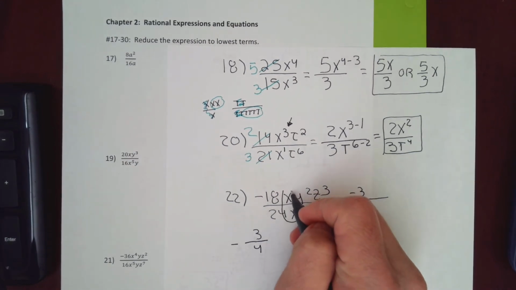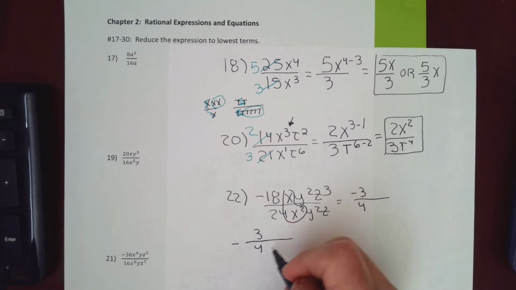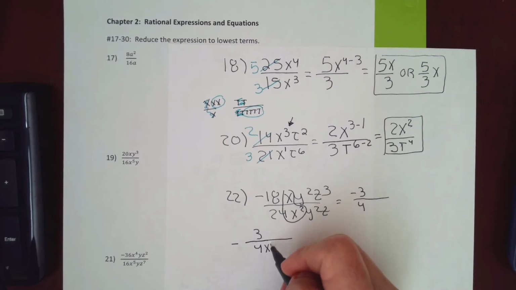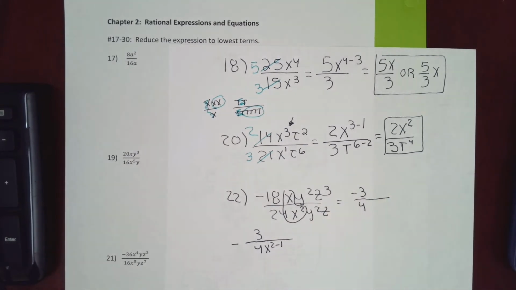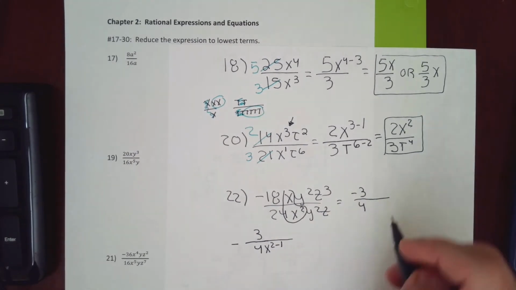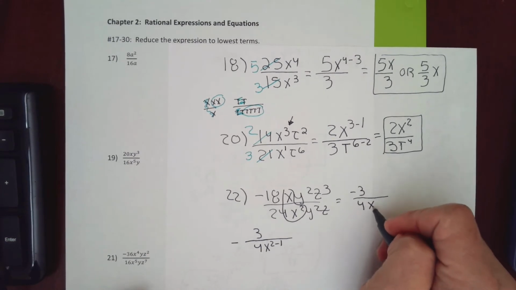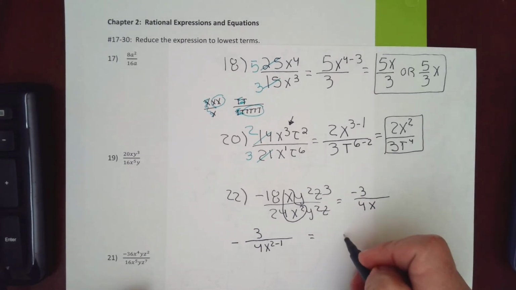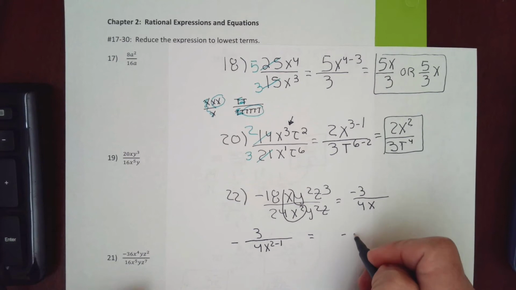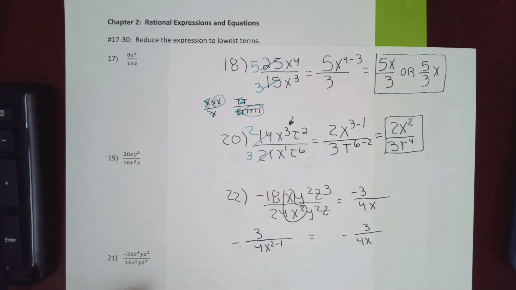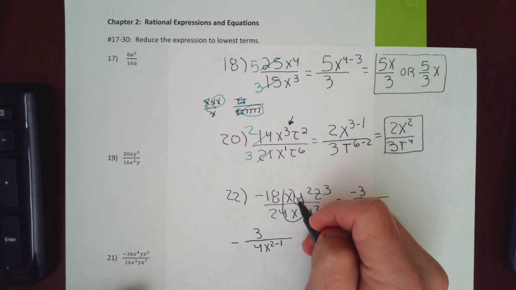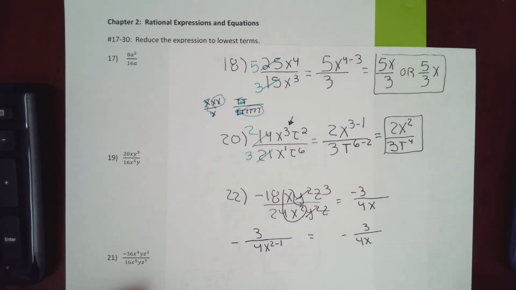For the x's, I'm going to go big exponent in the denominator, so the x is going to wind up in the denominator. I'm going to subtract the exponent in the denominator of 2 minus the exponent in the numerator, and that's going to give me an x to the first power. When I go to write either version of my answer, either the one with the negative out front or the negative in the numerator, I'm going to have a 4x in the denominator. The y's are both y squared, so they're going to cancel.